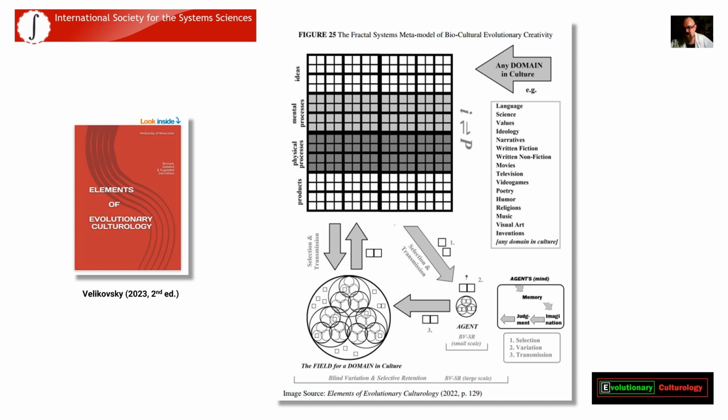So yeah, you've got all your domains up top. It's a universal model: language, science, values, ideology, narratives, written fiction, written non-fiction, movies, television, games, poetry, and so on. Anyway, you can zoom in and see the details on that in the book. Next.